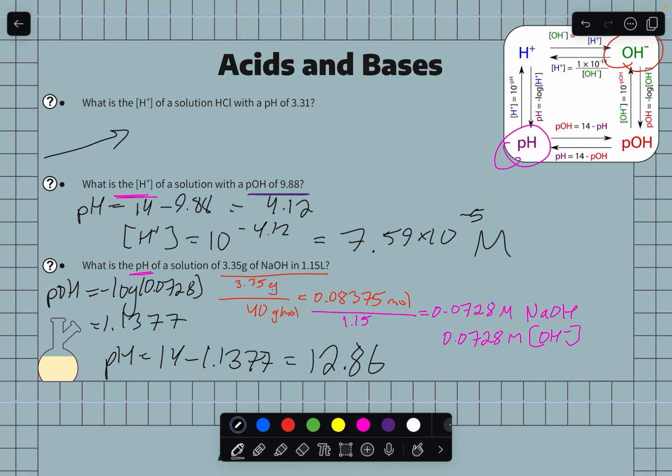All right, so I want you to go back and do the first one if you haven't already done that. You should get an H plus concentration of 4.8 times 10 to the negative 4 molar.